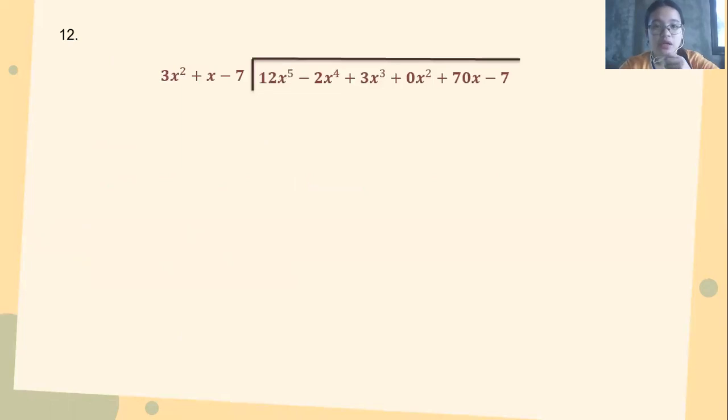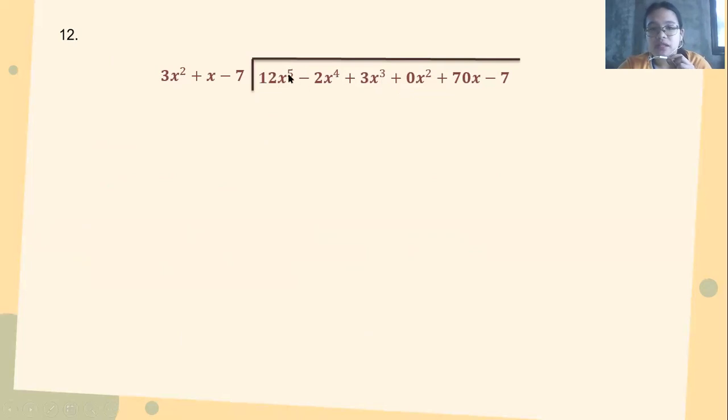Next example, we have 12x raised to 5 minus 2x raised to 4 plus 3x cubed plus 70x minus 7. So nagdagdag tayo ng 0x squared dito para maiwasan natin yung pagkamali. So divided by 3x squared plus x minus 7.